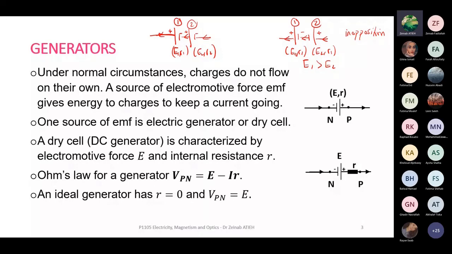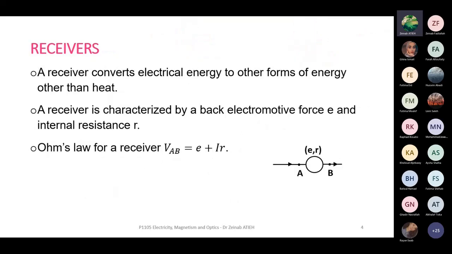So this is just a note for you. When we solve, I will explain it again. So this is for generators. Now let's talk about receivers.